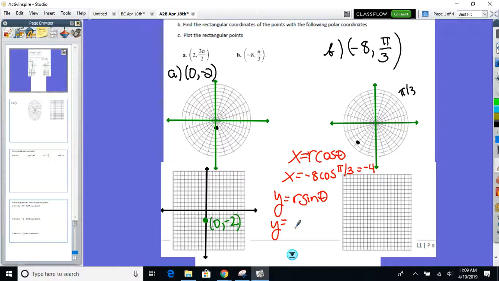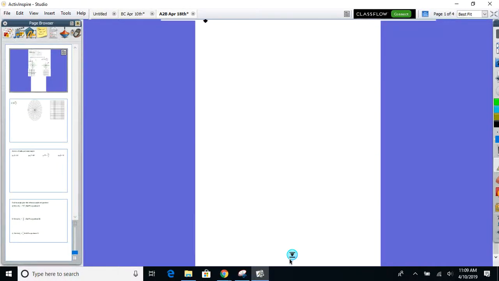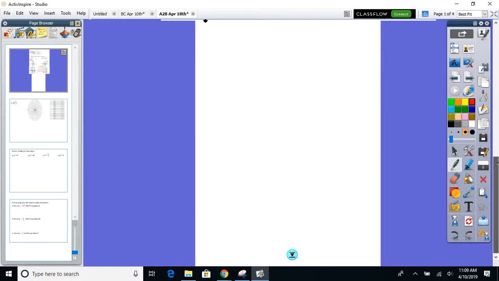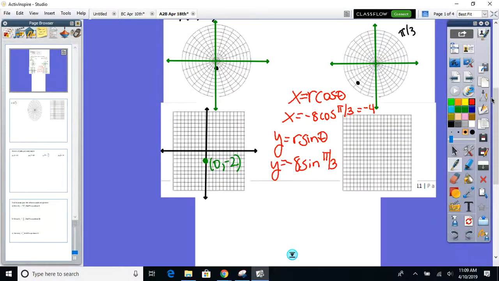Theta? Why are we finding a theta? I know, but theta is the angle I'm going to plug in. So I'm going to do -8 sine pi over 3 now. Everyone all right here? And then I'll have you guys round. Let's go nearest hundredth for all these.